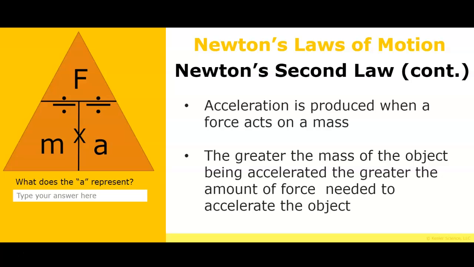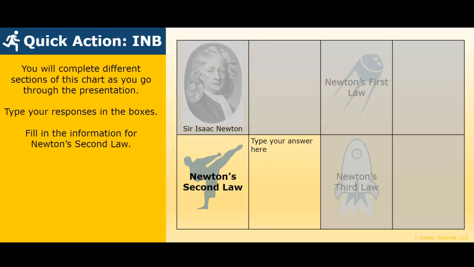Acceleration is produced when force acts on a mass. So the greater the mass being accelerated, the greater amount of force needed to accelerate the object. If you have someone that weighs 50 pounds standing on a skateboard, they're easier to push than someone that weighs 300 pounds on a skateboard.